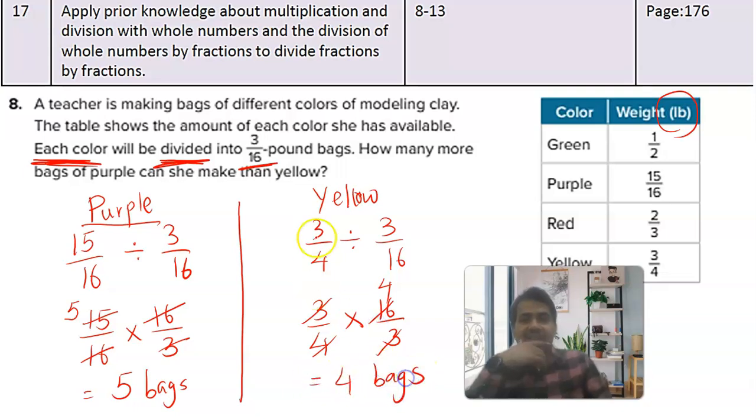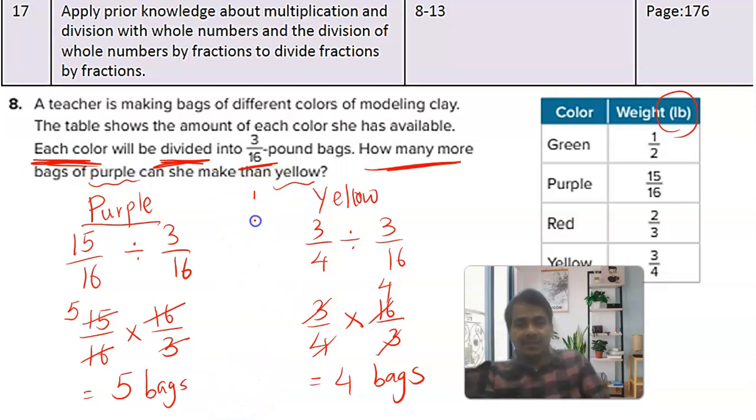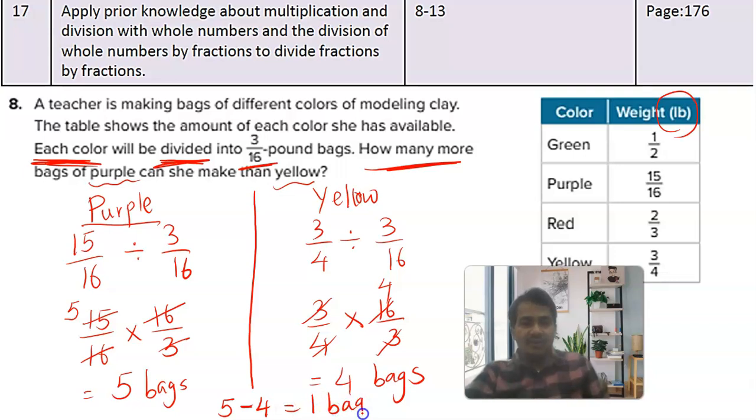Now the question is, how many more, how many less? You have to do minus. How many more of purple than yellow? So the final answer for this is 5 minus 4, which is 1 bag extra. So you get 1 bag extra of purple.